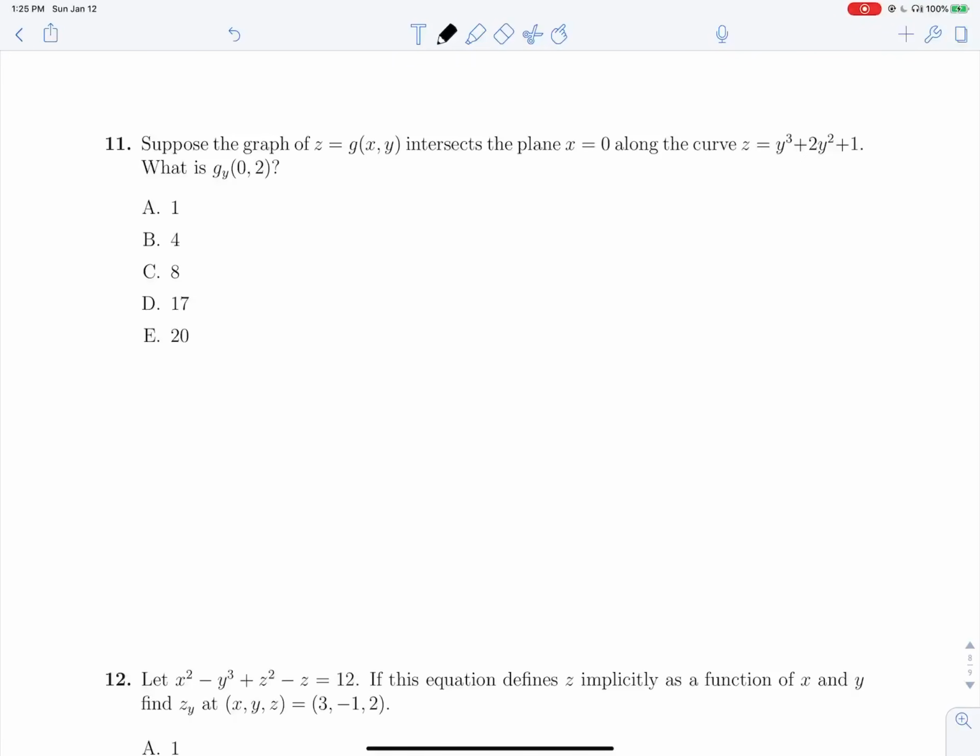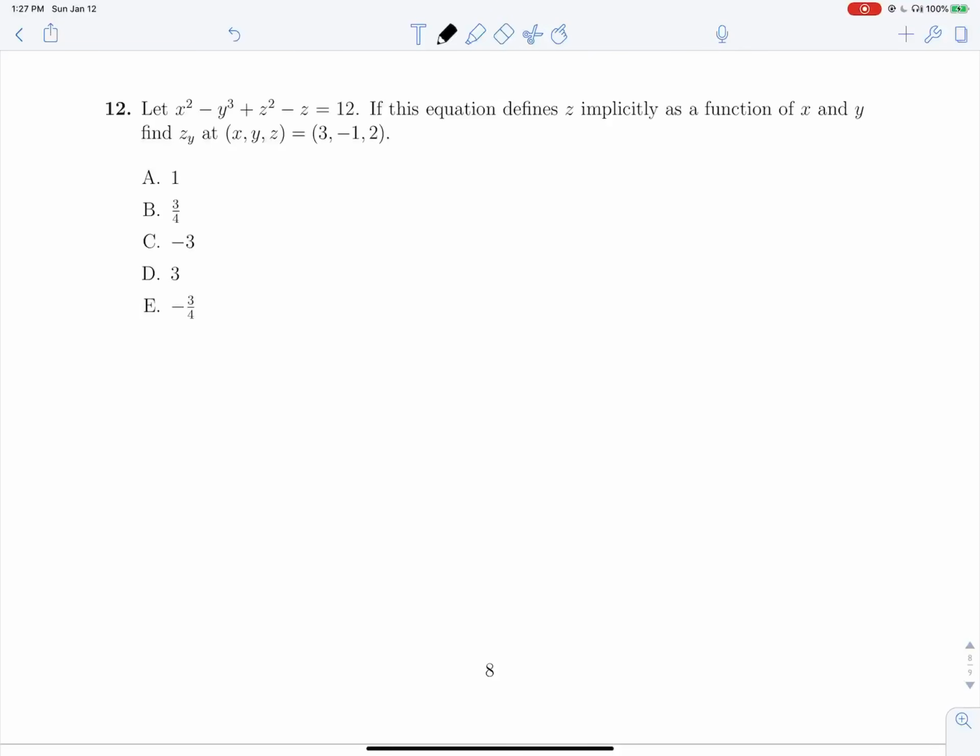So all we need to do to find gy is take zy for this curve, which is just going to be 3y squared plus 4y. We plug in 2 for y, so zy is going to be 12 plus 8, or 20, and that is our answer. This is an extremely simple question asked in a little bit of a weird way.